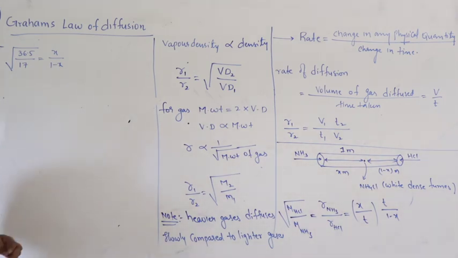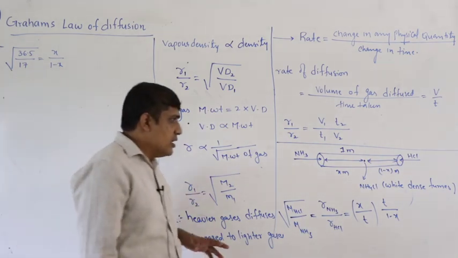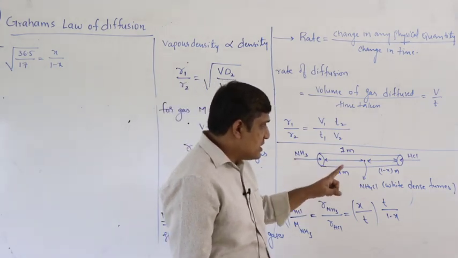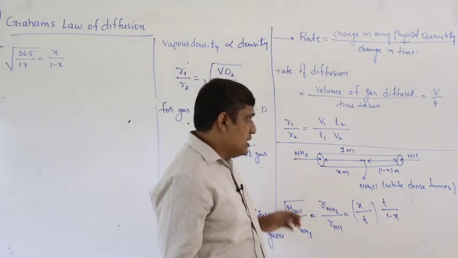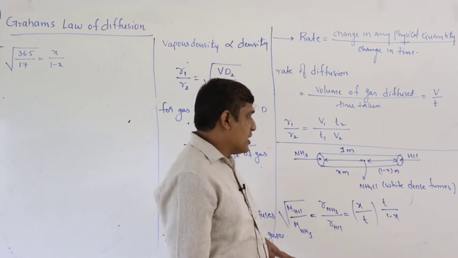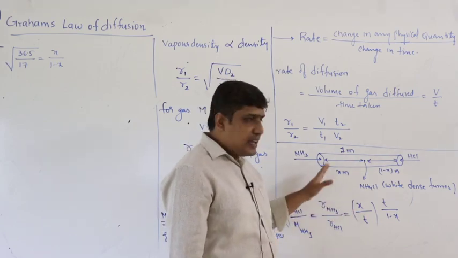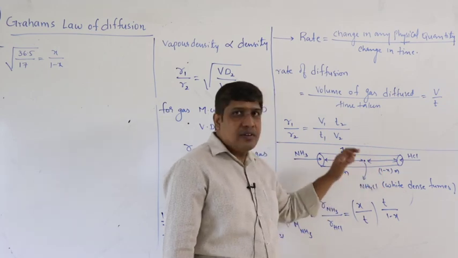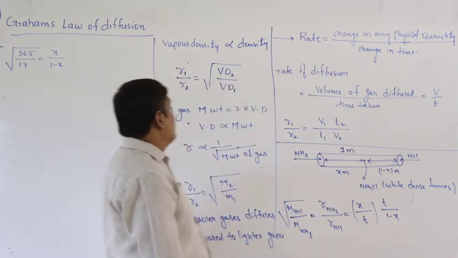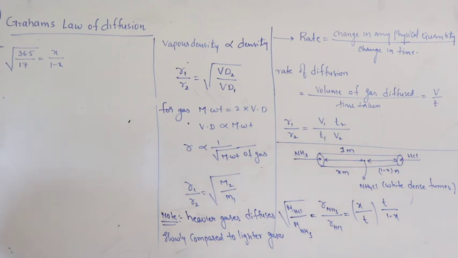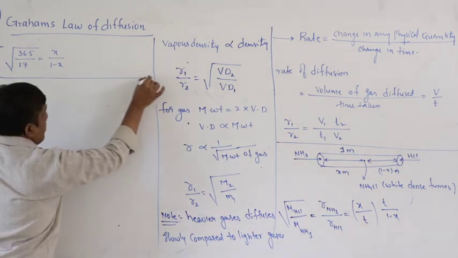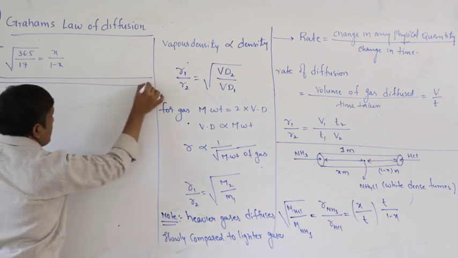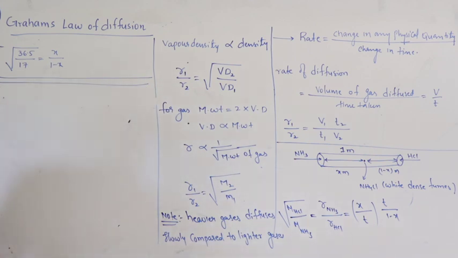So x represents the distance travelled by ammonia. 1 minus x represents the distance travelled by HCl. Since both are introduced at the same time, the time taken for ammonia and HCl to reach this point will be the same. For all these relations we assumed pressure and temperature are constant.